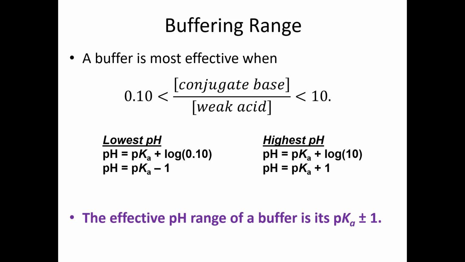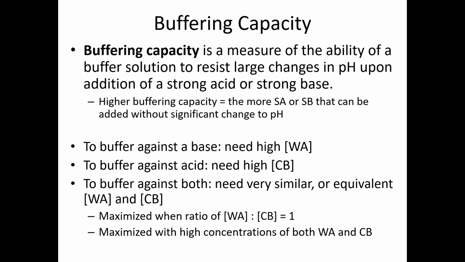This is exactly the same true if we have a weak base and its conjugate acid. A weak base and its conjugate acid, the effective buffer range for that is the pOH is the pKb plus or minus 1. So it's the exact same scenario, it would be pKb plus or minus 1 if it's a weak base and its conjugate acid. So that's the effective buffering range, again, pKa plus or minus 1, or the ratio is greater than 0.1, but less than 10.